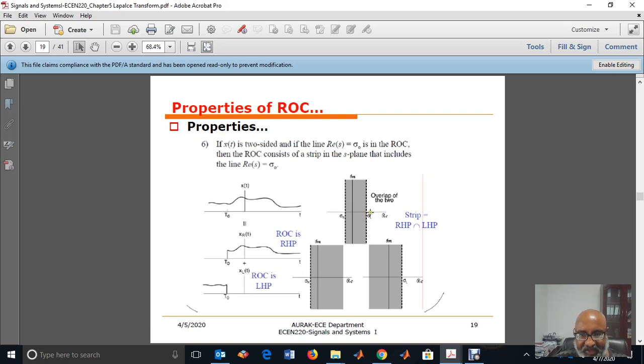So if we see the intersection, or the common region between the two, it will be a stripe which is between sigma r and sigma l. Okay, so like this, for example, this is right-sided, starts from sigma r for the right-sided part and goes to the right, and the left-sided starts from sigma l and goes to the left. The intersection between these two is the stripe here.